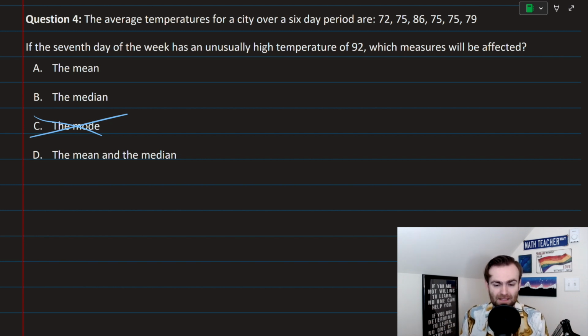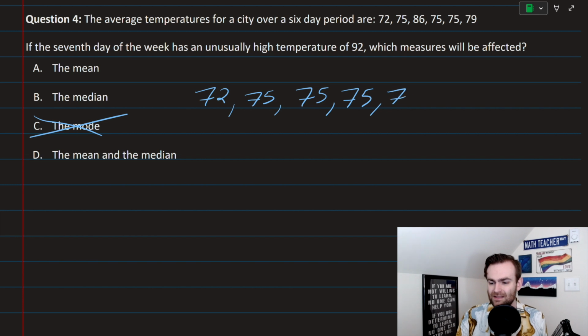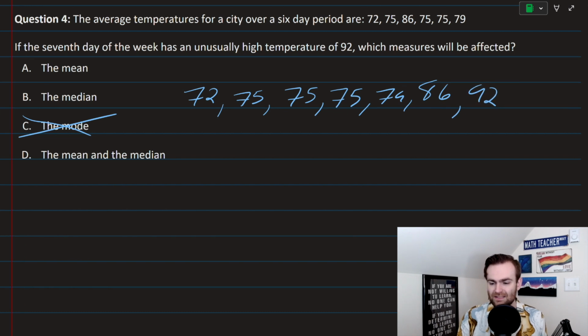Now, adding something this extreme will change the mean. If we are adding a number that is anything other than the current mean of these numbers here, it is going to either increase the mean if it's larger than the current mean, or decrease the mean if it's lower than the current mean, which we could calculate, but I think that hopefully makes sense. The median could possibly change. So let's try that out. If we write these in order, we have 72, 75, 75, 75, then we have 79, and then 86. That's the 6 numbers from before, and then we're adding this 92 on there.